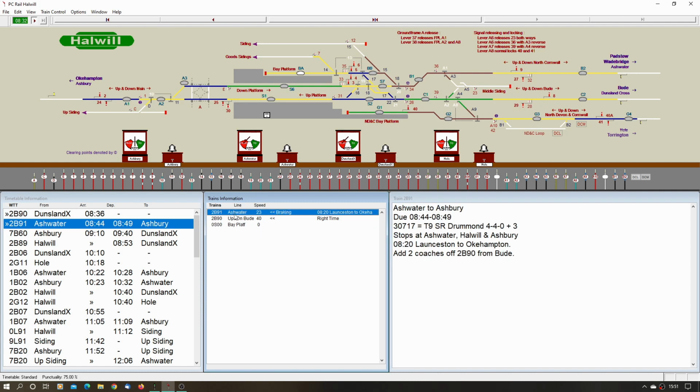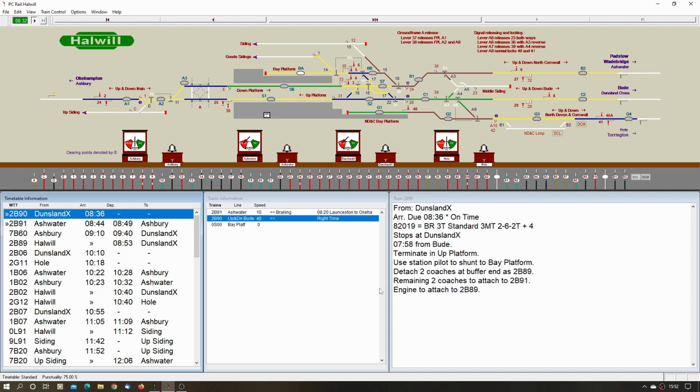I've not got the points set for that, have I? Oh, sorry, I'm thinking he's braking for our station. He's actually braking for Ashwater station. I don't think that can arrive at 8:44 while we're doing all these movements, but we'll see.